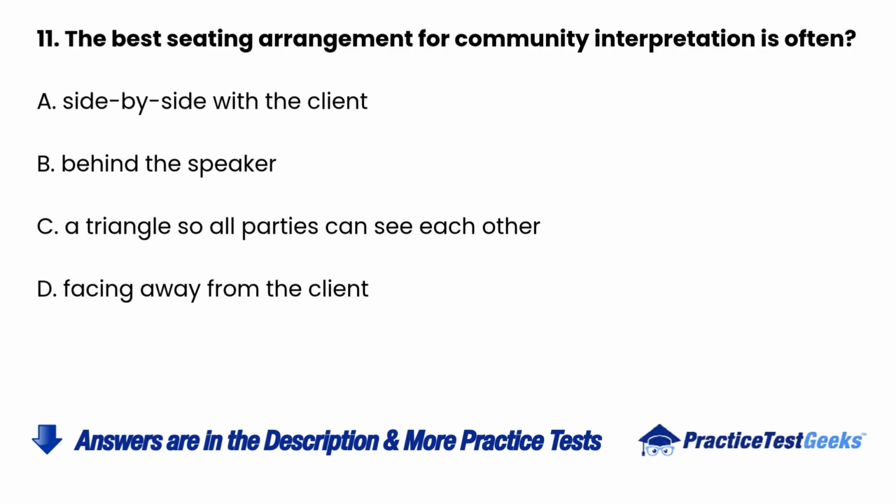11. The best seating arrangement for community interpretation is often A. Side by side with the client. B. Behind the speaker. C. A triangle so all parties can see each other. D. Facing away from the client.